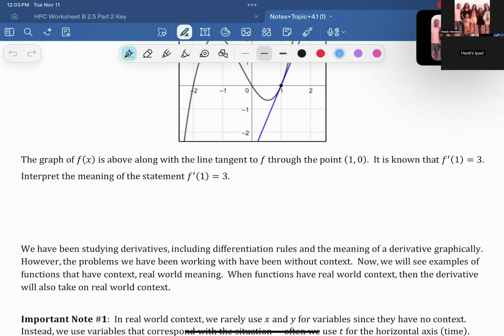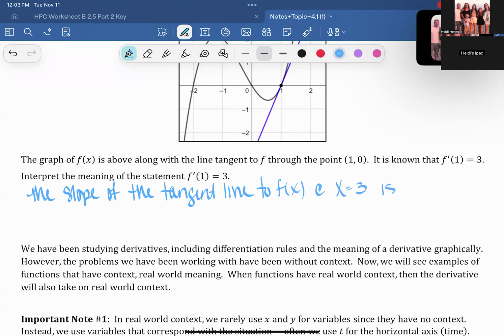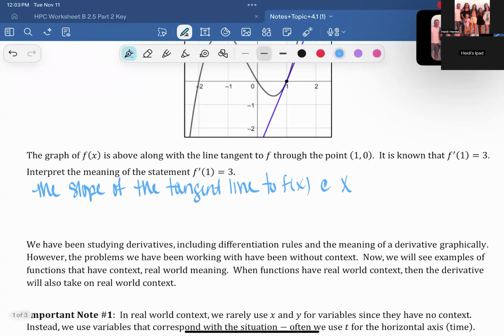So we could say the slope of the tangent line to f of x at x equals 1, my fault, at x equals 1 is 3, right? It's kind of how we've been interpreting it so far, which is correct.